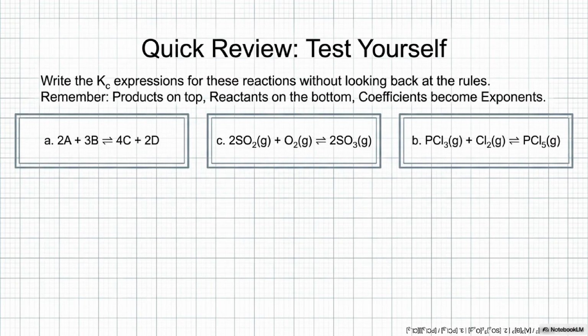Excellent. Now the reactants on the bottom, we have A and B. The coefficient for A is 2, so A squared. The coefficient for B is 3, so B cubed. The denominator is A squared times B cubed. So the full architectural expression is Kc equals C to the 4th times D squared, all divided by A squared times B cubed. Just visually it's striking.